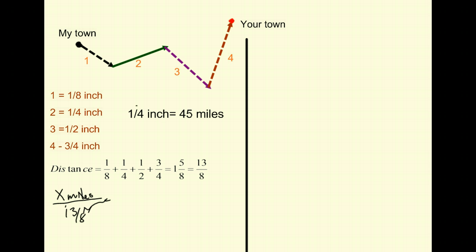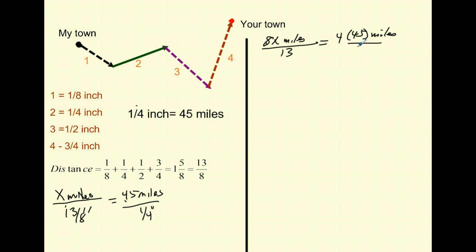inch as 45 miles is to 1/4 inch. And then I invert and multiply again with my fractions, and so I get 8x miles divided by 13 is equal to 4 times 45 miles, divided by 1.